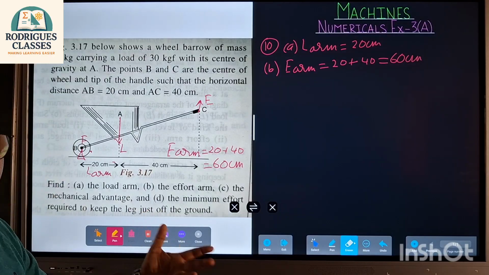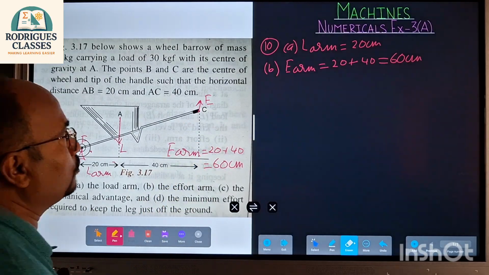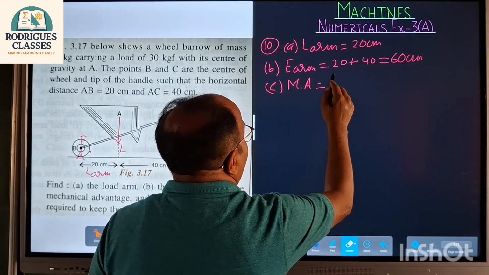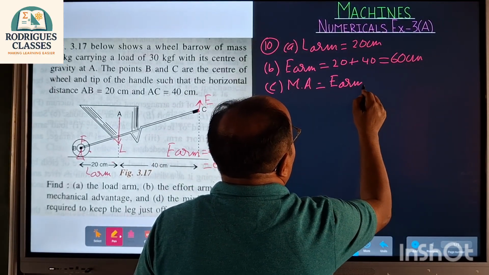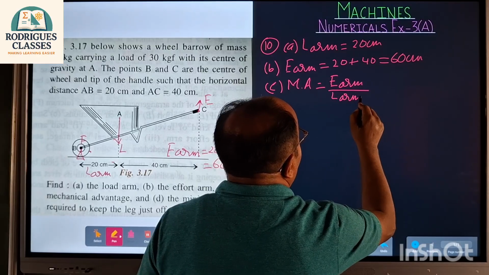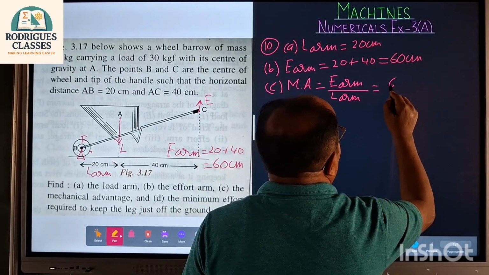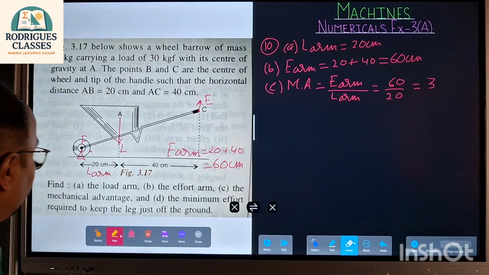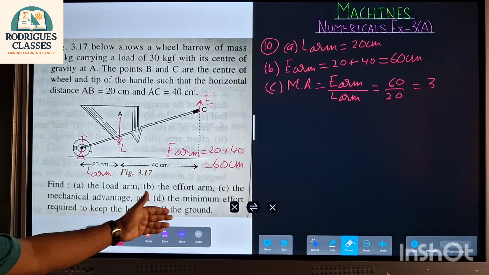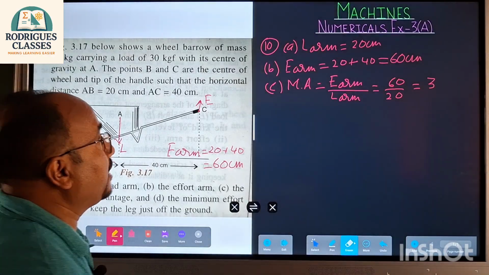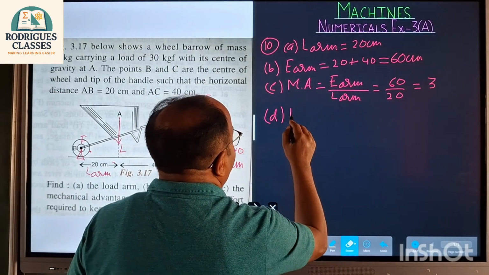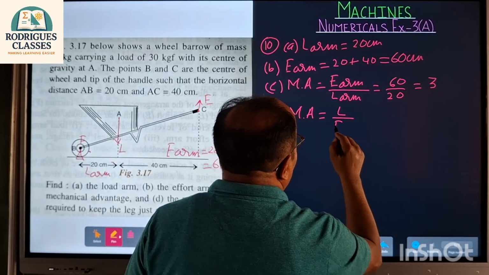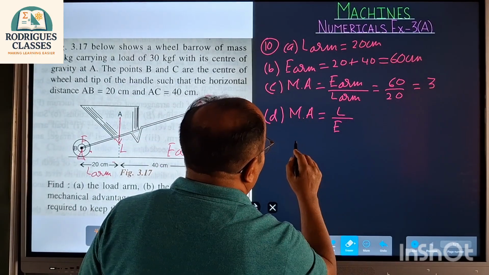Then the C part, mechanical advantage, we can easily get when we know the load arm and the effort arm. So mechanical advantage is equal to effort arm by the load arm. So effort arm is 60, load arm is 20, dividing gives us 3. Then minimum effort required to keep it above the ground means the effort which we have to apply. So I will apply here mechanical advantage is equal to load by effort. Mechanical advantage, we know it is 3.